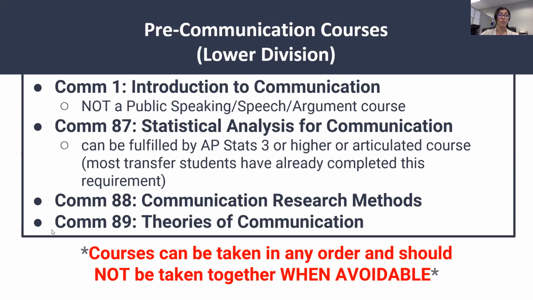If you have more than 1 pre-comm class left to take and you want to take them at UCSB, then know that it is not a good idea to take them all together in the same quarter, even if they're offered every quarter. So for example, if you have to complete Comm 1, 88, and 89, then we would recommend that you spread them out across fall, winter, and spring quarters of your junior year. It is still possible to graduate on time with proper planning, and we'll show you some examples of that in a little bit.